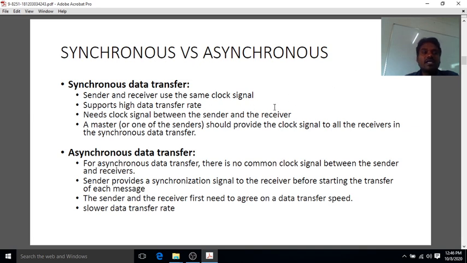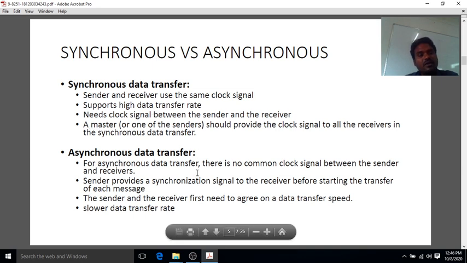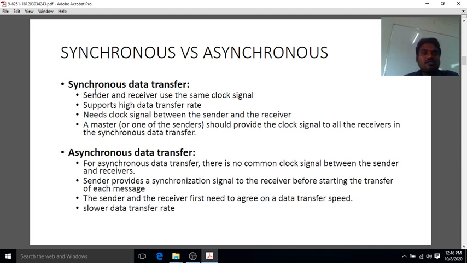Synchronous data transfer is very important; from here onwards you have to concentrate more. Synchronous data transfer, that means what? This USRT supports the synchronous data transfer and the asynchronous data transfer. So to understand that, we must know what is synchronous data transfer and what is asynchronous data transfer.